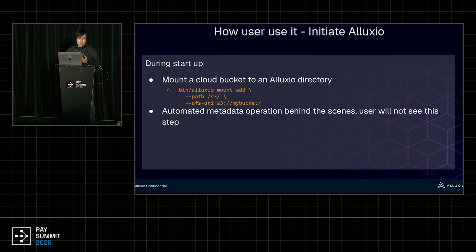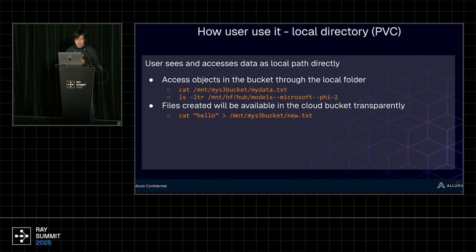And the user experience will be like, hey, I just mount this bucket into the Alluxio directory, and this is only a metadata operation. There's no data migration, and this can finish in a second or two. And then you have 2 different ways. Your Ray applications can now just read from a local directory. You can view this as a PVC, persistent volume claim, for your applications, and you can start to read and write from the same persistent volume.